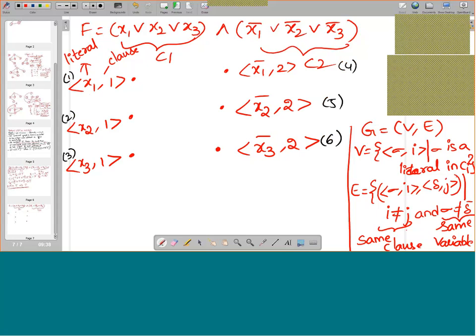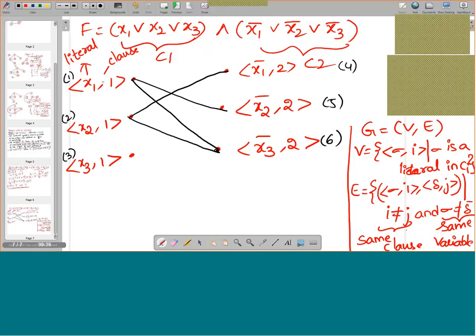And also we cannot construct between 1 to 4. Why? Because same variable. X1 bar belongs to the same variable. So we can construct 1 to 5 and 1 to 6. Next, from 2 to 1, 2 to 3 we cannot construct. Why? Because same class. Next we can construct 2 to 4, 2 to 6. We cannot construct between 2 to 5. Why? Because same variable. Next, we cannot construct 3 to 1, 3 to 2.